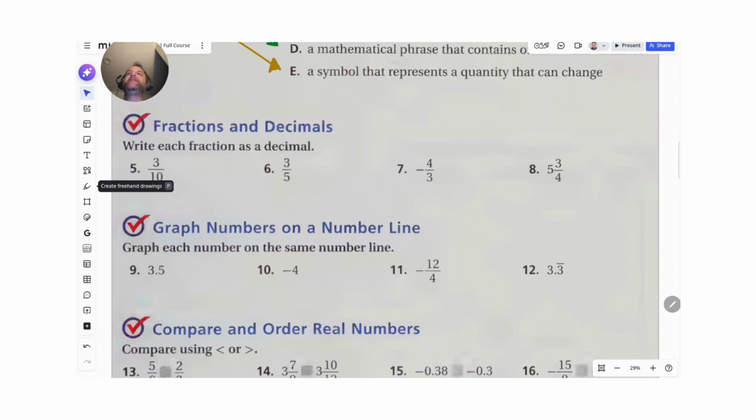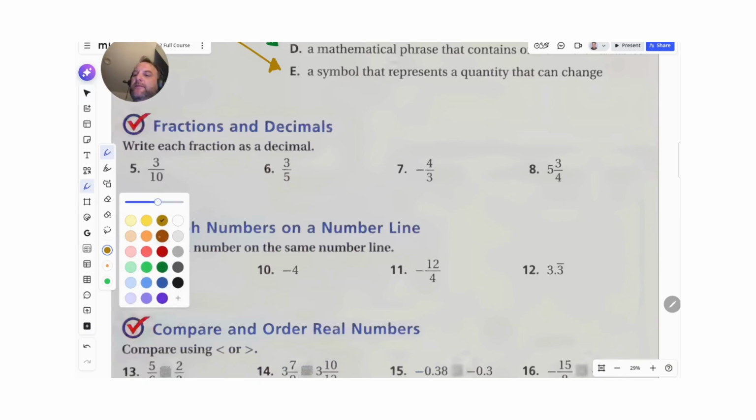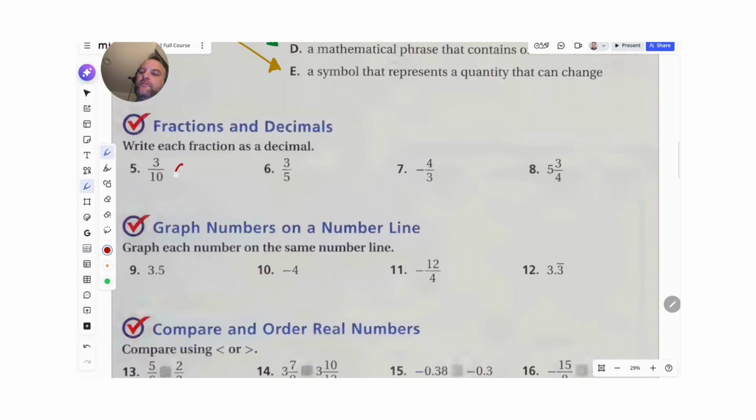So 3/10 as a decimal, we move that decimal place over. We're dividing by 10, so it's just over 1 to the left. 0.3, or 3 divided by 10, in other words. So 3/10 here means that the digit 3 is in the tenths place.